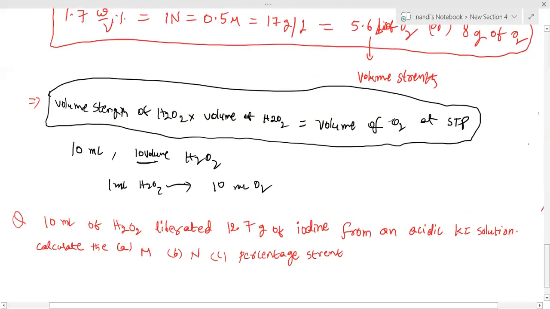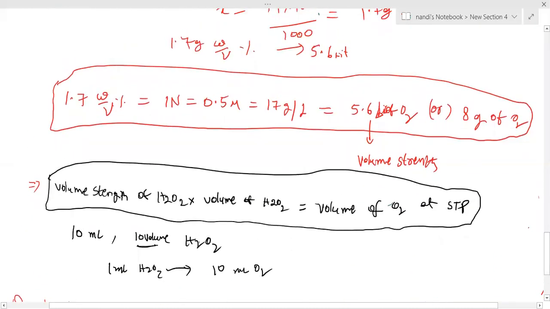10 volume means 1 ml H2O2 will give 10 ml of O2. Then 10 ml of 10 volume: 1 ml gives 10 ml, so 10 ml gives how much? X equals 10 into 10, that's nothing but 100. This is the O2 which we are getting. So volume strength is 10 volume, and the volume of H2O2 is 10. 10 into 10 is 100.